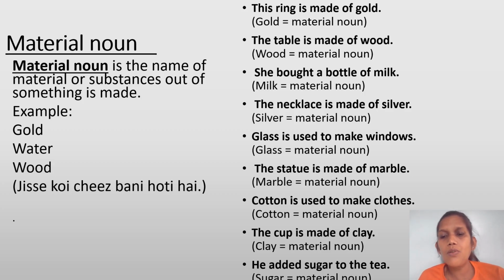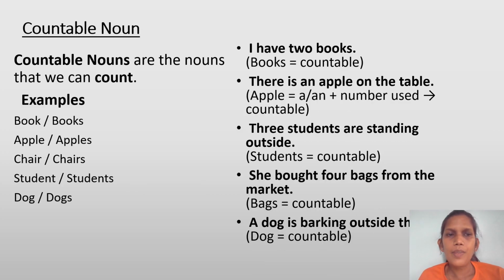कॉटन इज यूज्ड टू मेक क्लोथ्स. अगेन, कॉटन वुड बी अ मटेरियल नाउन. राइट. द कप इज मेड ऑफ क्ले. Exactly, clay is a material noun. He added sugar to the tea. Sugar would be a material noun. Understood?